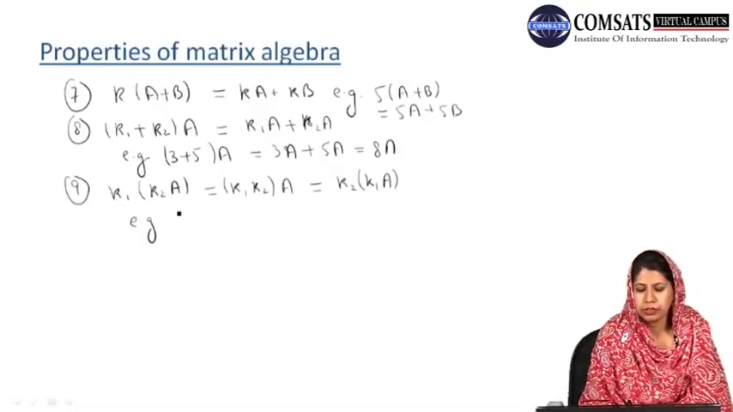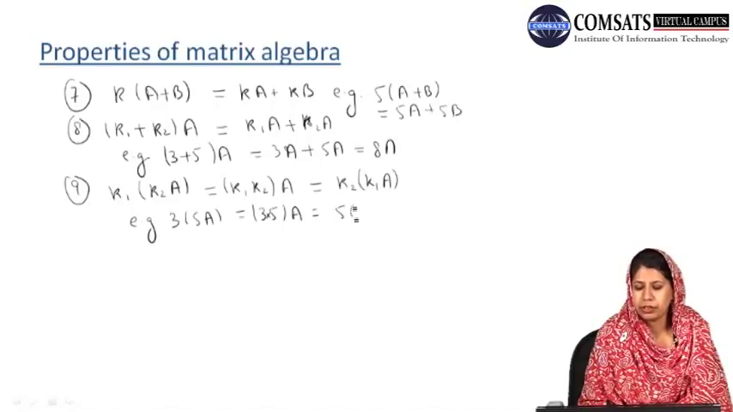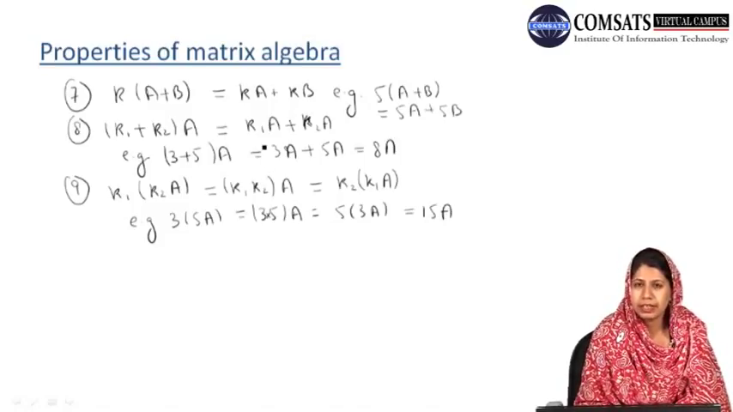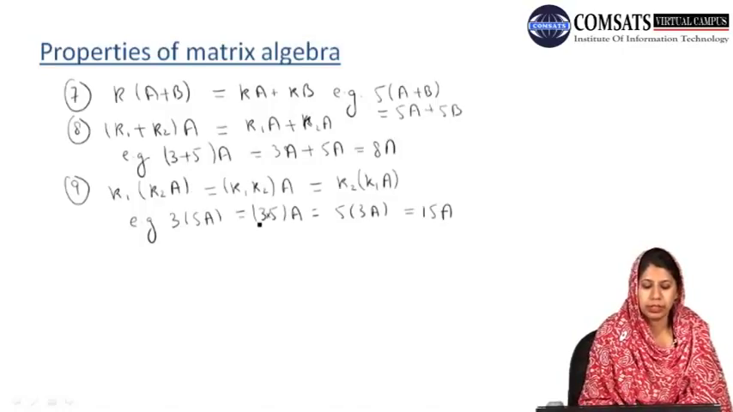For example, if we have two scalars 3 and 5, 3 into 5A is the same as 5 into 3A, which is nothing but 15A. Why do we have these properties? Because the scalars are real numbers, and real numbers satisfy these properties actually.